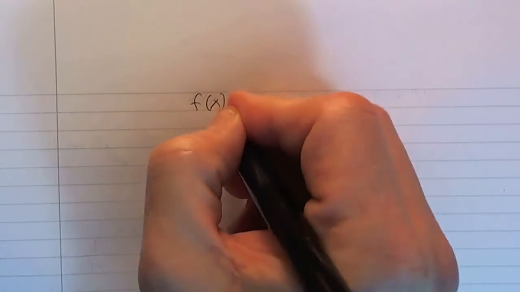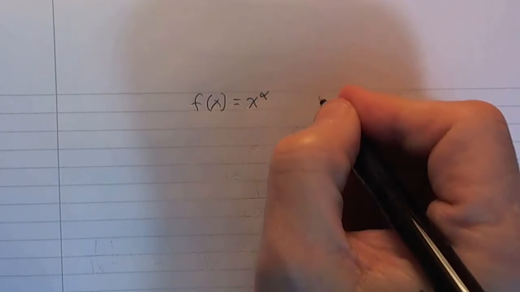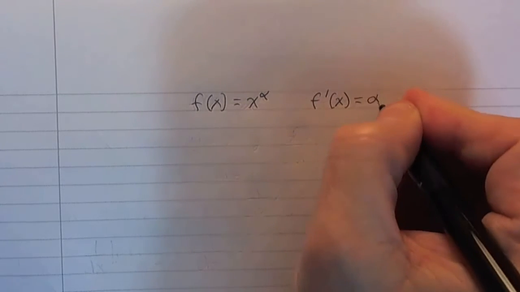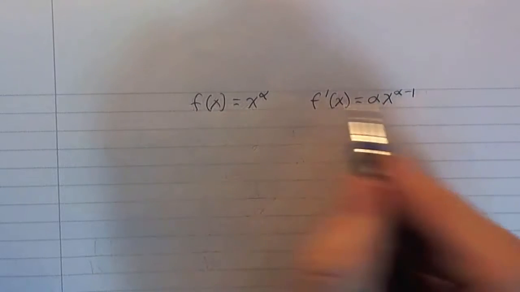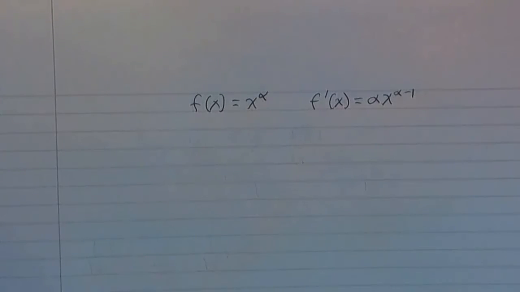Now let's take a minute to look at some basic properties of the derivative. I've already, in a previous video, looked at the power rule. We said, okay, if you have f of x equals x to the alpha, where alpha is a real number, then f prime of x, meaning the derivative, is equal to alpha x to the alpha minus 1. So this is one of the properties that we've looked at.